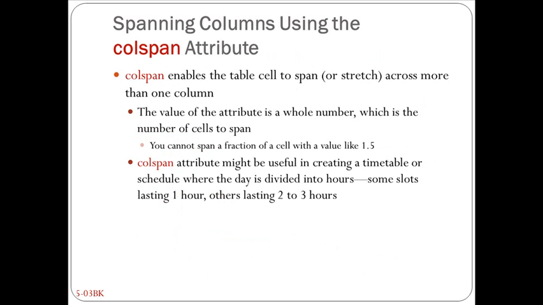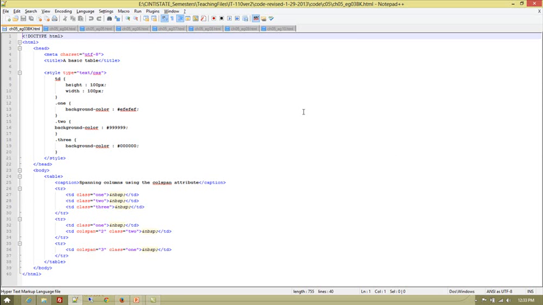The column span enables a table cell to span or stretch across more than one column. The value of the attribute is a whole number, which is the number of cells to span, so you can't use a fraction. The column span attribute might be useful in creating a timetable or schedule, which you saw with the TV schedule, where the day is divided into hours, some slots lasting 1 hour, others lasting 2 or 3 hours. So if we take a look at an example, we got a couple things to look at here.